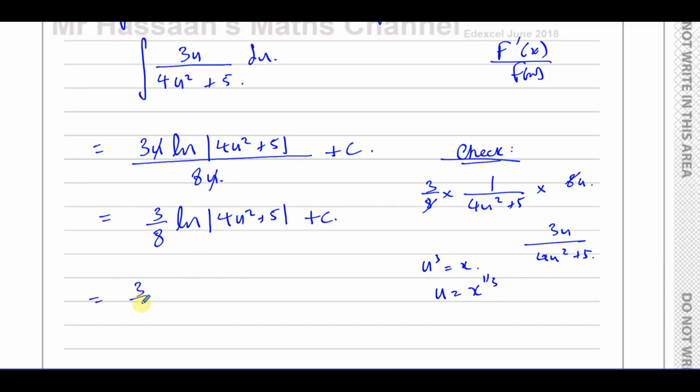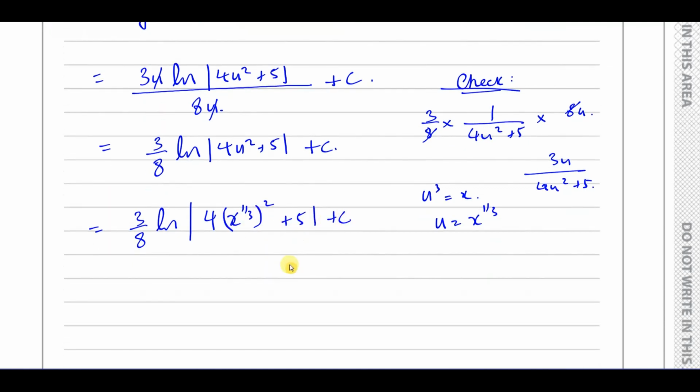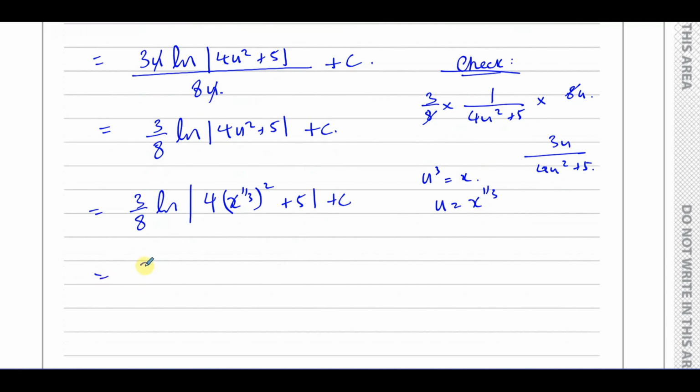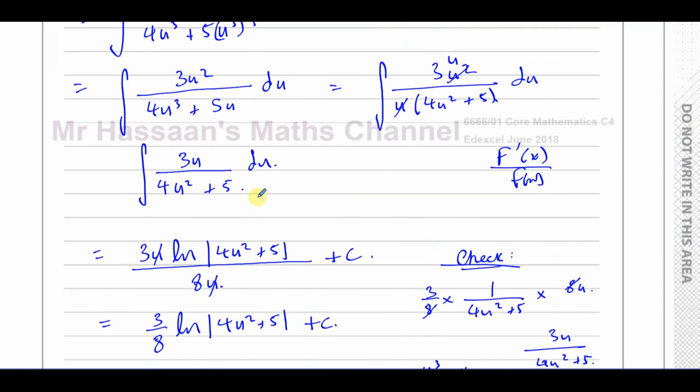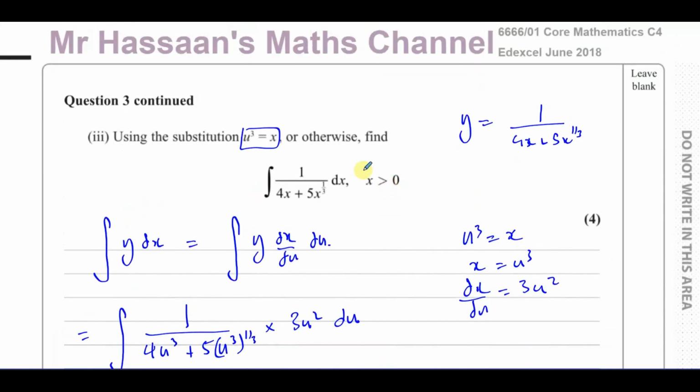So I have 3 over 8 times the ln of the modulus of 4 times x to the power of a third raised to the power of 2 plus 5 plus c. So that gives you 2/3 as a power. You multiply the powers. So that gives us our final answer, 3 over 8 times ln of the modulus of 4x to the power of 2/3 plus 5 plus c. And there's the final answer of this question. And that concludes this particular question from the June 2018 C4 paper.